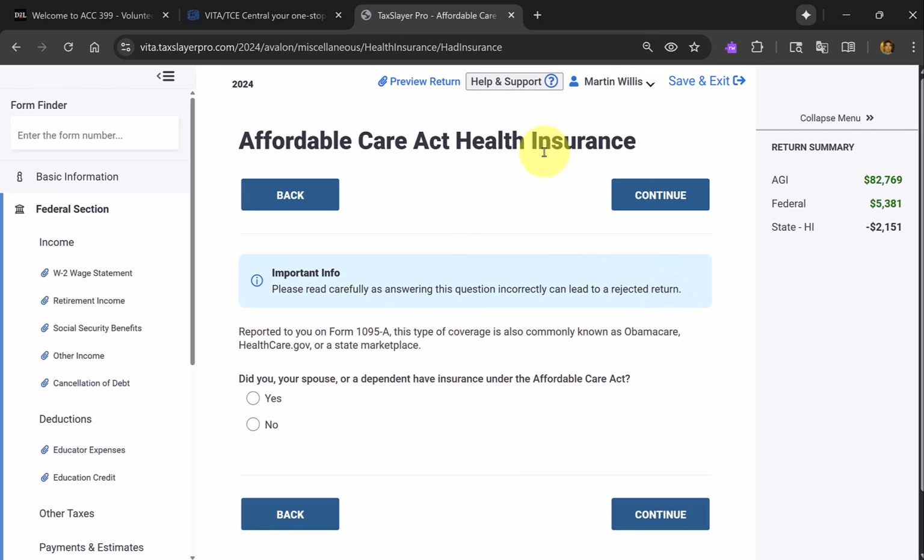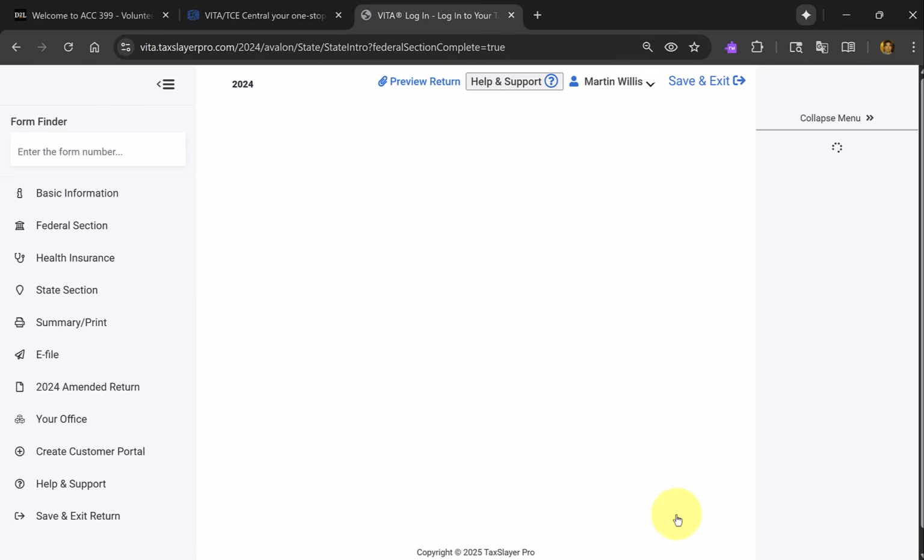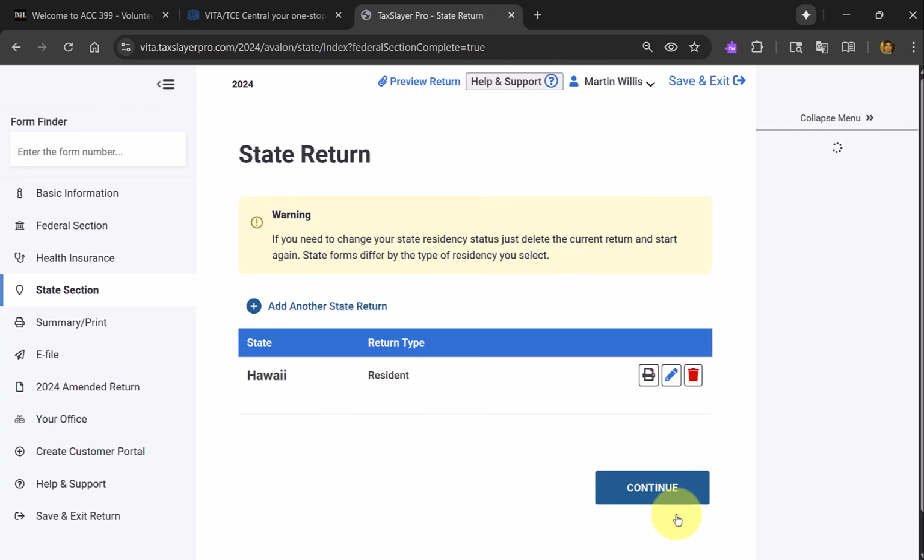Affordable Care Act, you would see this form provided by the taxpayer, 1095A. We don't have any, yeah, so no. Continue. State, if there's any adjustments we need to make for state, adding more income, subtracting more deductions, any type of tax credits, we would edit the Hawaii return here. Okay, I'm just going to bypass this.